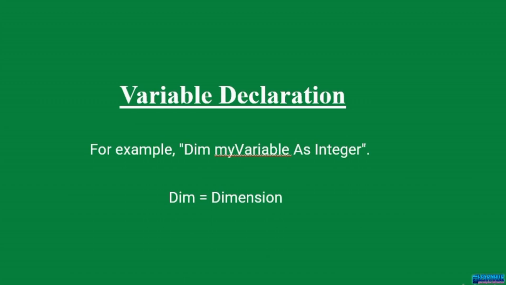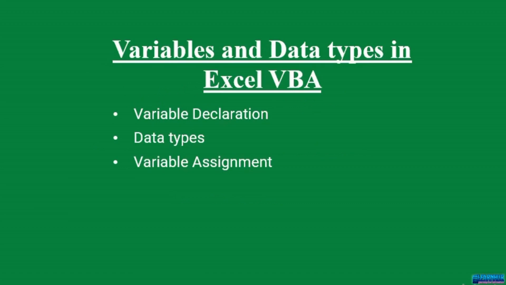We are going to apply it when we get to the part of writing our VBA code, so just stay with me. Number 2 is the data types. VBA supports various data types such as integer, string, boolean, double, and date. Choosing the appropriate data type is crucial for efficient memory usage and avoiding type-related errors.